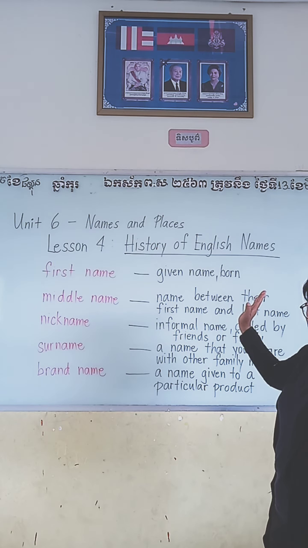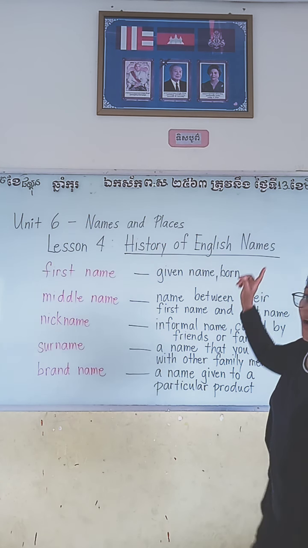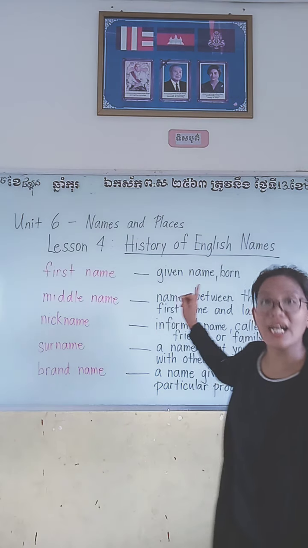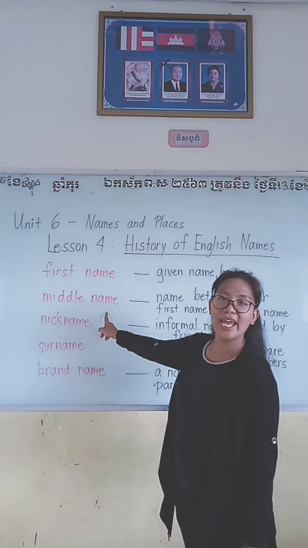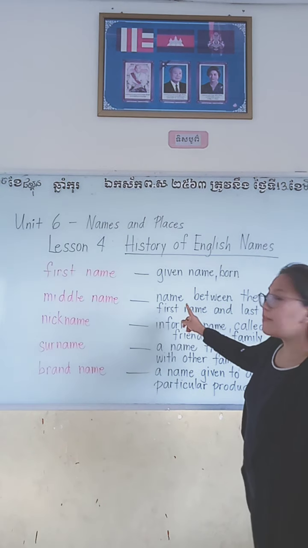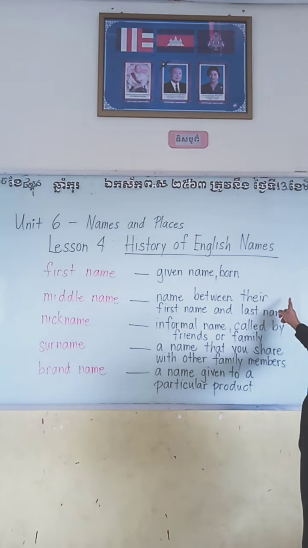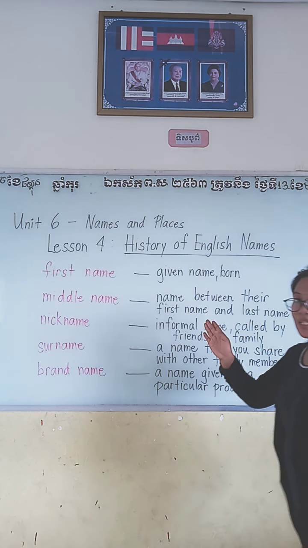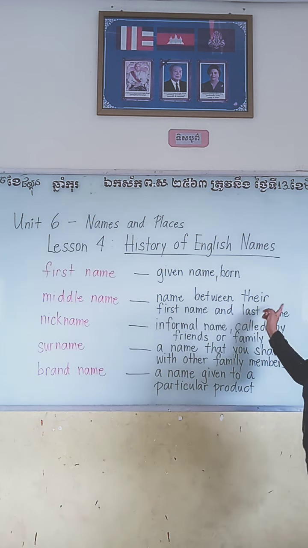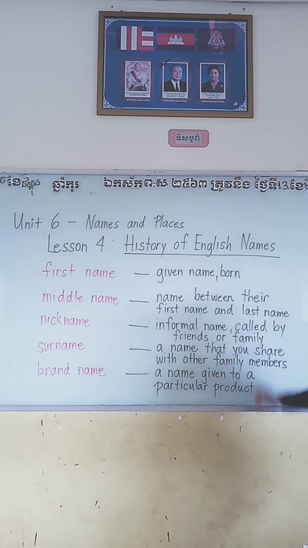When I was born. So, the first name is a given name. Okay, next. Middle name. It's a name between a first name and last name. Okay? So, middle name, it's a name between the first name and last name.